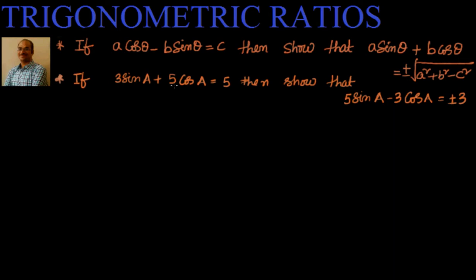If 3 sin A plus 5 cos A equal to 5, then show that 5 sin A minus 3 cos A equal to plus or minus 3. This is what we have to prove. Okay. What we will do first is I'll write down here 3 sin A plus 5 cos A equal to 5.